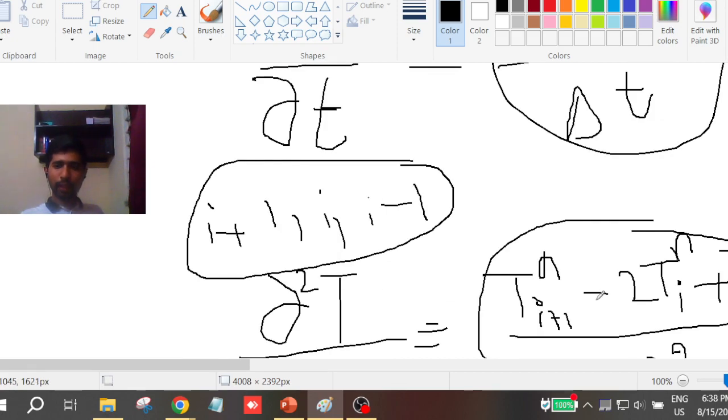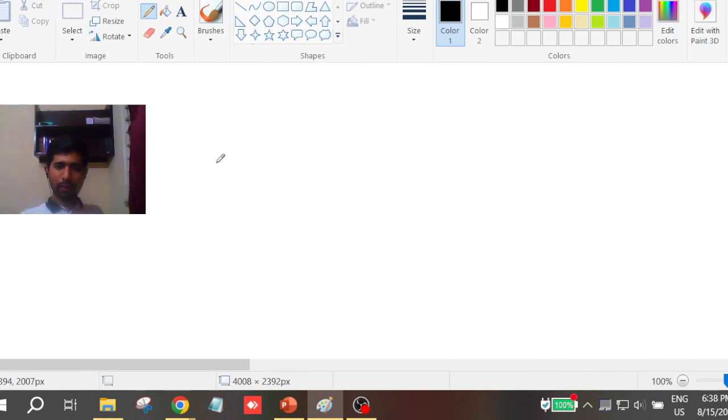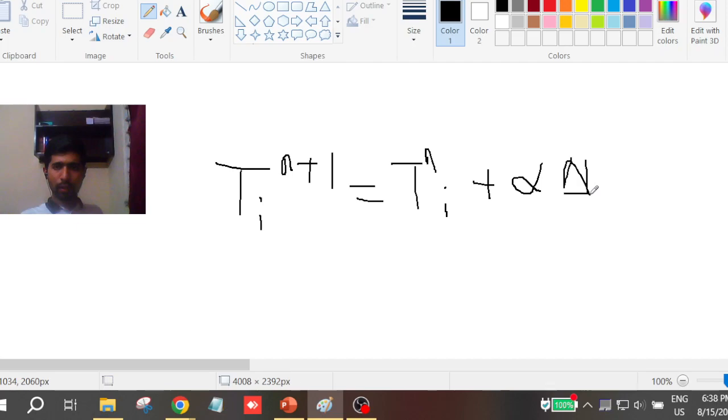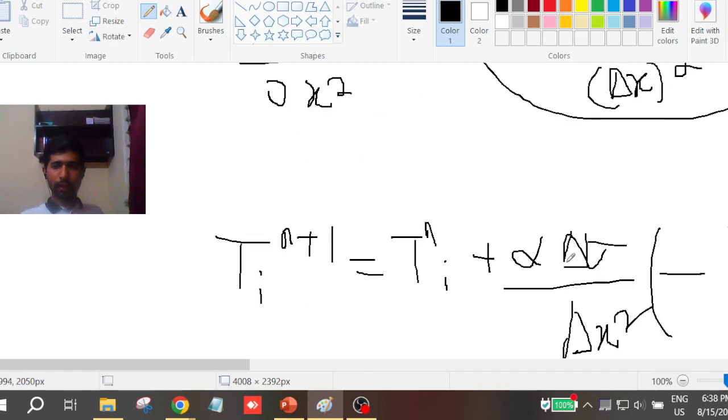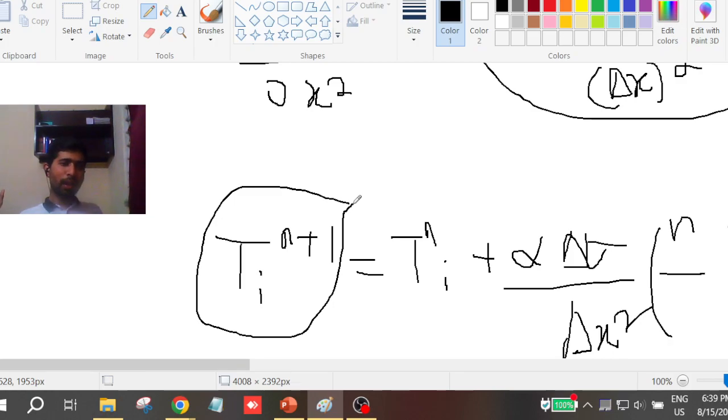So this is how we write the code. It becomes very easy now. You can see T at i at n plus 1 will now be equal to T at i at n plus alpha delta t by delta x square into again ∂²T/∂x², which we have already written here. And these are all at the nth time step, so you can directly calculate T(i) at n plus 1. This is very simple, right? If there were only 2-3 points, you could have done this in a book using simple pen and paper calculation. We can write a very simple code for this.